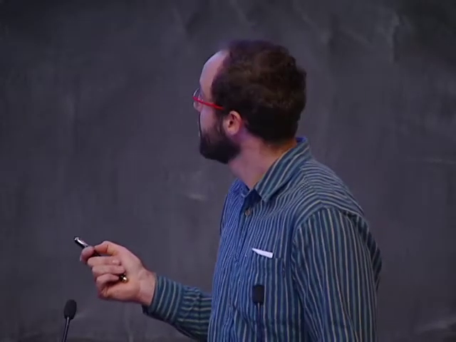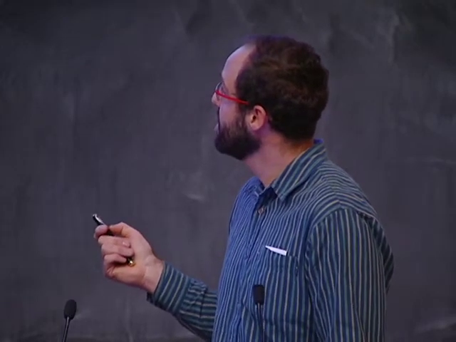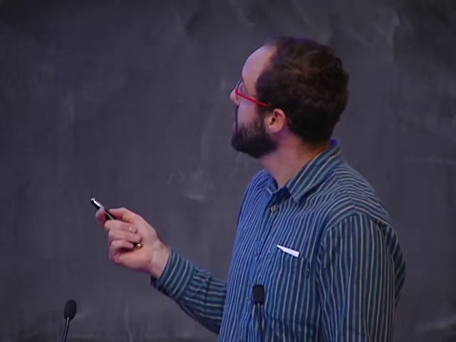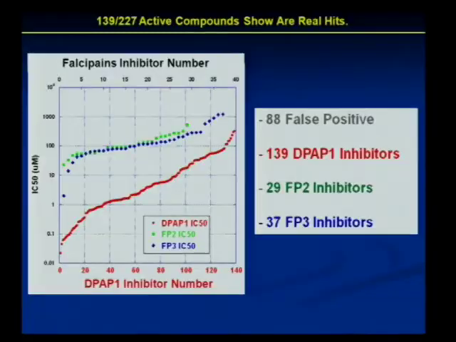Okay, I'm going to go through it. The first thing, in terms of dose response: of the 227, we find 88 false positives, meaning that they didn't show any inhibition even at 50 micromolar. But we find 140 for which we can fit an IC50, and we see a whole range going from 20 nanomolar up to 300 micromolar. We also identified some falcipain inhibitors, but they had a much higher IC50.